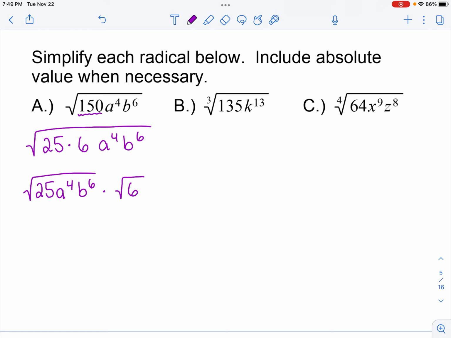Square root of 25 is 5. Square root of a to the 4th is a squared. Square root of b to the 6th is b cubed. And then I've got a square root of 6.